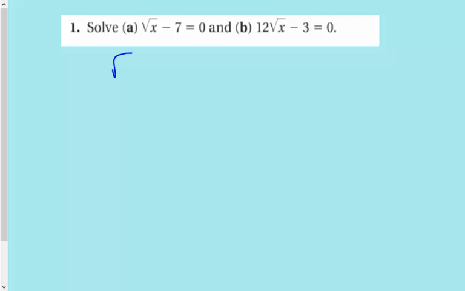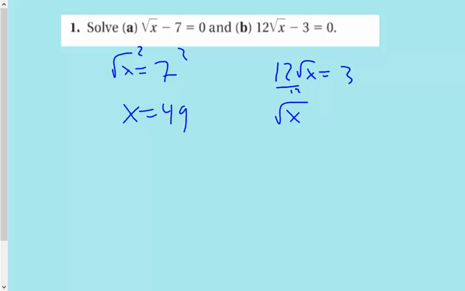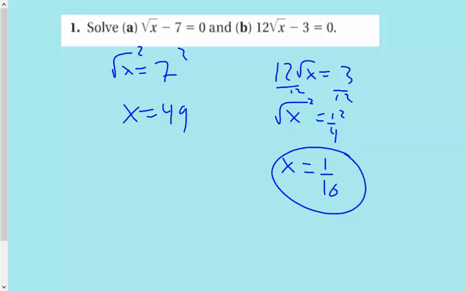This one here, we're just going to add 7 to both sides, square both sides. That's a nice and quick one there. This one I'm going to add 3 to both sides, and then divide by 12, and get 1/4. And then I'm going to square both sides. Sorry, 1/4 times 1/4 is 1/16. There you go.